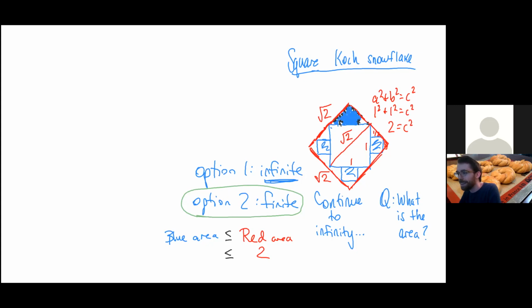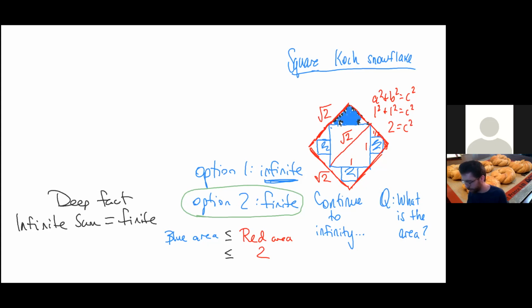Although maybe you're not convinced by my argument about the squares not bleeding outwards. Maybe you think if you go far enough, maybe they break outside of that square. So maybe work hard on some graph paper and convince yourself. But anyway, this is a deep fact that an infinite sum, a sum of infinitely many things, can be finite. That's just a deep fact of mathematics.